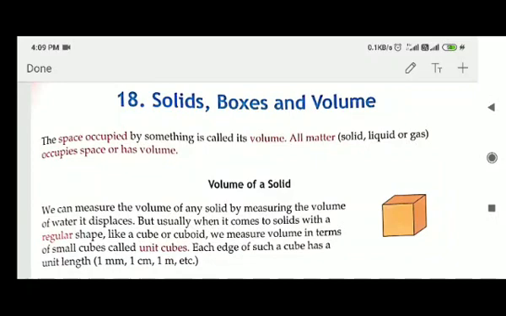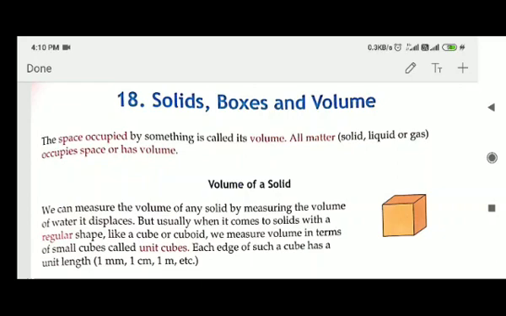In your day-to-day life, you are touching so many objects. Those objects may be solid, liquid, or gas. Matter is of three types: solid, liquid, and gas. Any matter you are touching, you feel that it has some volume, that it occupies some space. Matter has some mass and occupies some space, so every matter has some volume. So today we will learn how to calculate the volume.